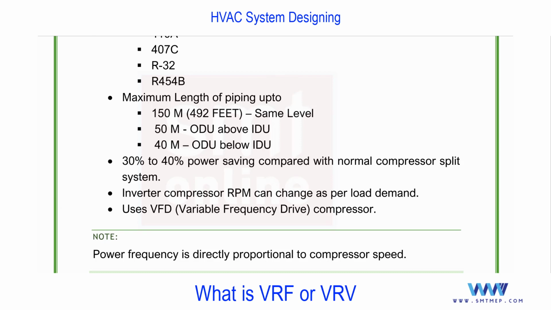Next, you see inverter compressor RPM changes as per the load demand, what we discussed. Why? Because it uses a VFD drive, variable frequency compressor. So what is VFD? We'll discuss now. Remember, we have this term VFD and VSD. VFD is a variable frequency drive and VSD is a variable speed drive. And remember, by default, VFD is also VSD.